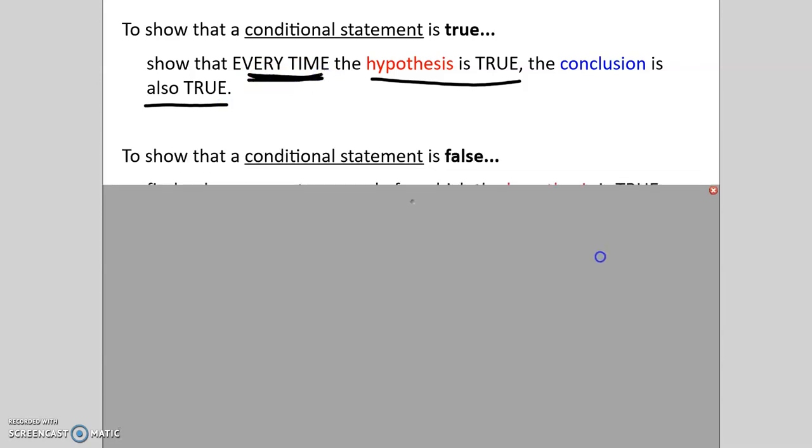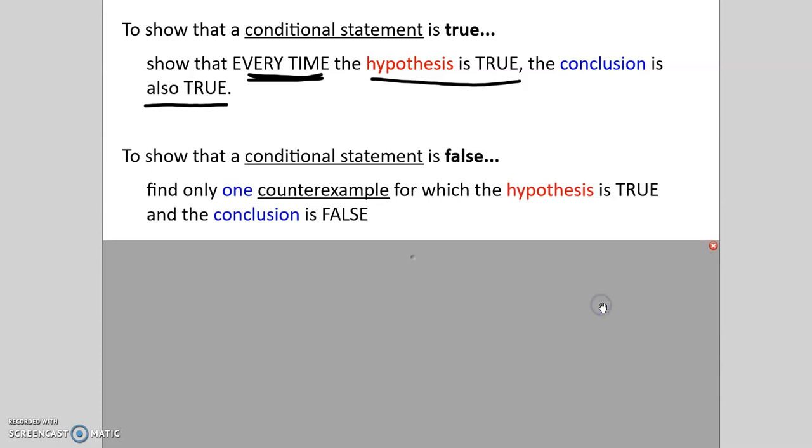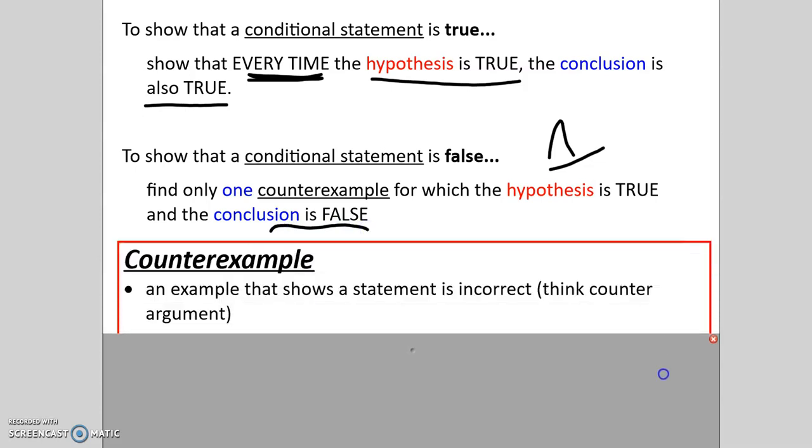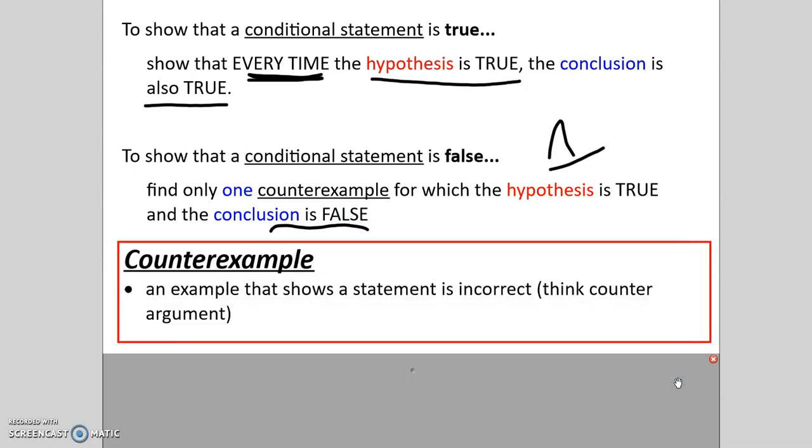It's false when there is that one counterexample. All I need is one. There's just one time that when the hypothesis is true, the conclusion is false. And that's called a counterexample. Here's our next definition: an example that shows a statement is incorrect.